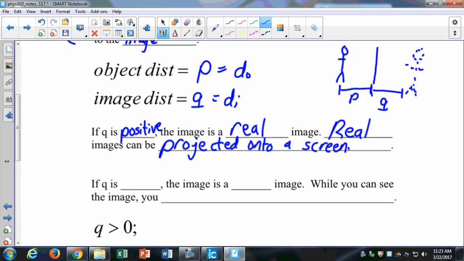This image, I'm not going to show you because it's a bad hair day for me. But this image, real or virtual? Excuse me, is this a real image? No, because I can't project it onto a screen. Now, if q is negative, the image is a virtual image. And while you can see the image, you cannot project it onto a screen.